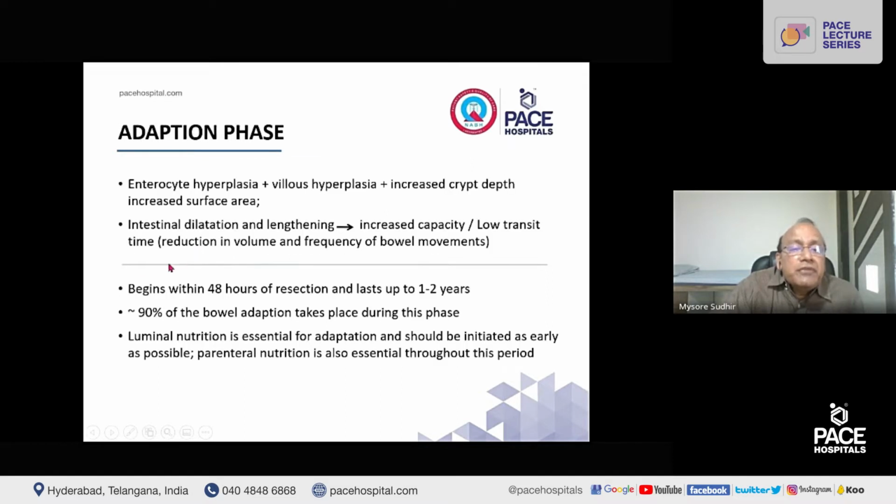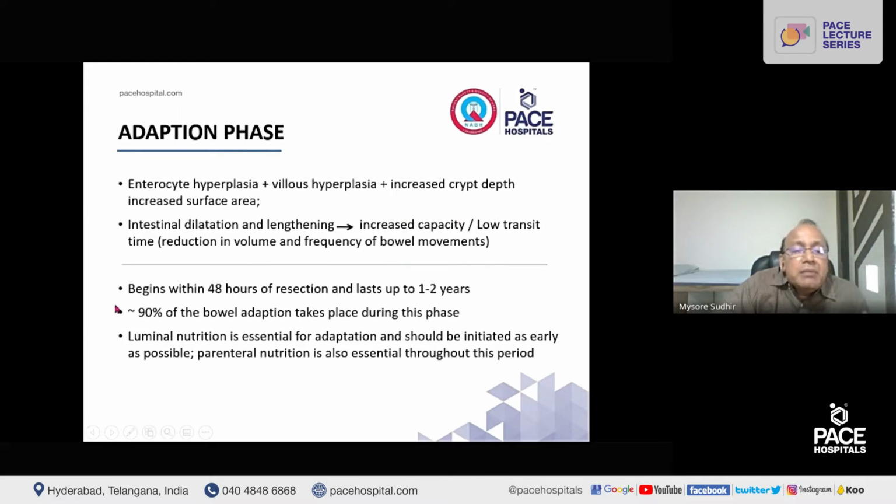This adaptation phase starts within 48 hours of resection, so it overlaps with the initial acute phase, and it can last up to 1 to 2 years, whereas the acute phase is 1 to 4 months. So adaptation starts from 48 hours and goes on up to 1 to 2 years. This is a place where we have to take notice and then treat accordingly.